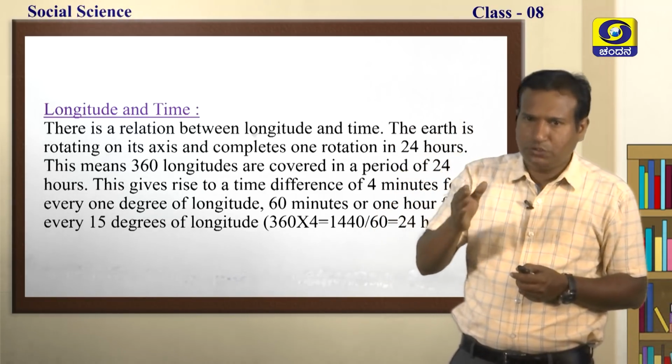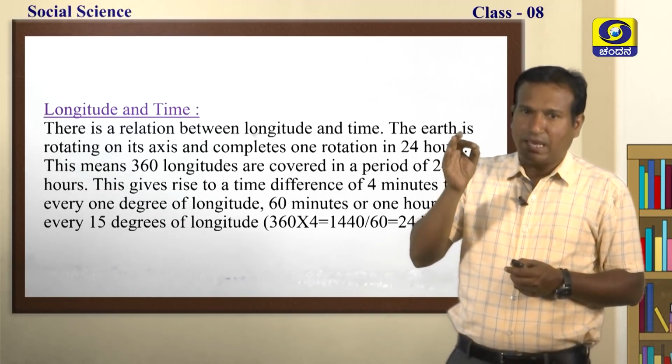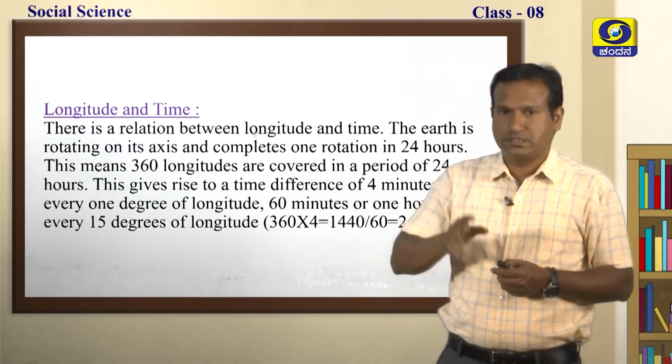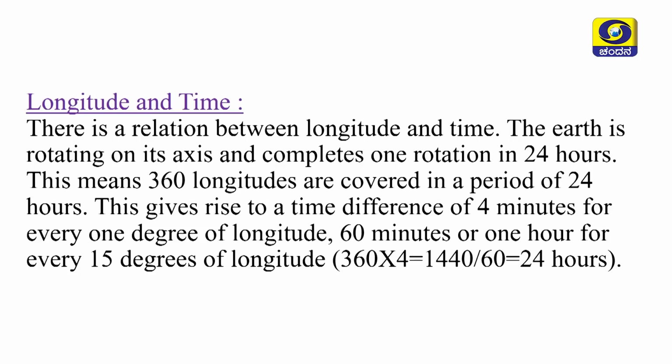There is a relation between longitude and time. The earth is rotating on its axis and completes one rotation in 24 hours, which means 360 longitudes are covered within 24 hours. This gives rise to a time difference of 4 minutes from every 1 degree of longitude to another. If 360 longitudes are crossed in 24 hours, then dividing by 24, for each hour 15 degrees of longitude pass. If you travel from one longitude to another, the time taken is about 4 minutes. That time is called local time.